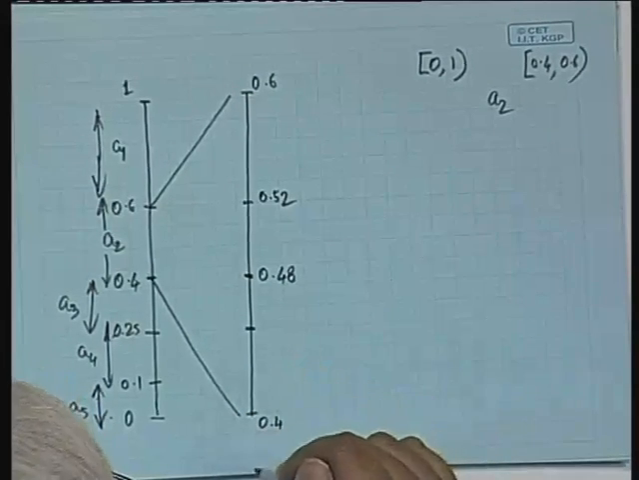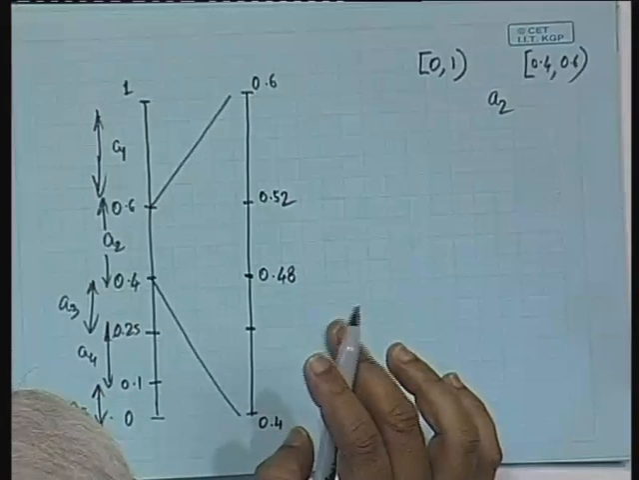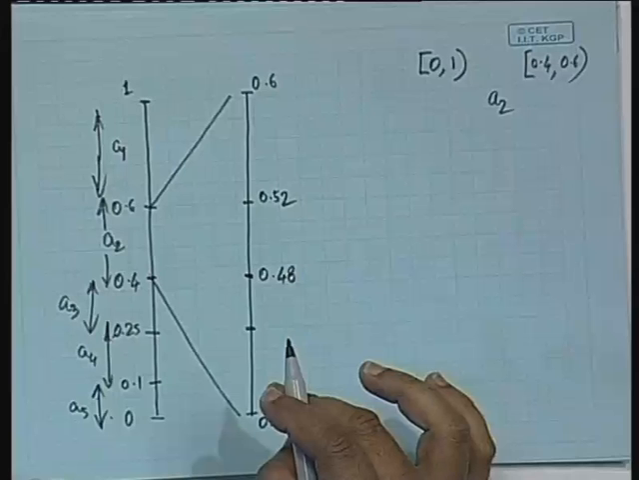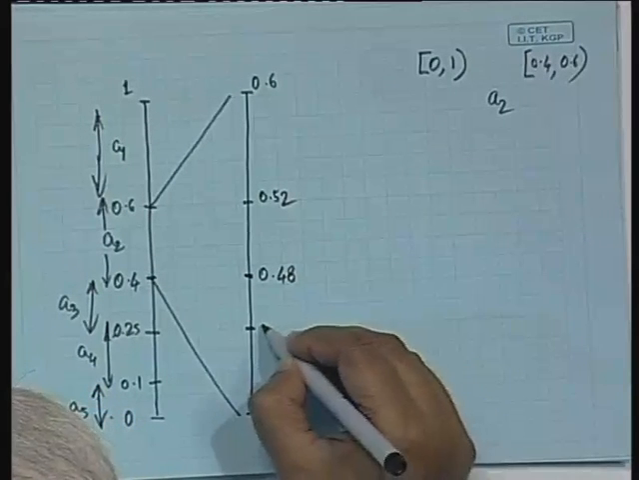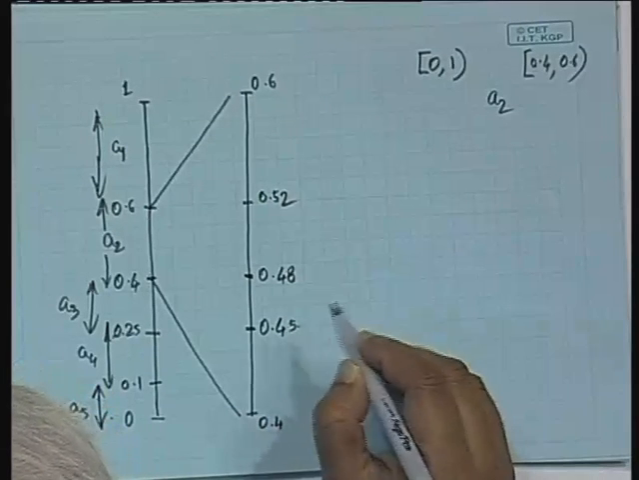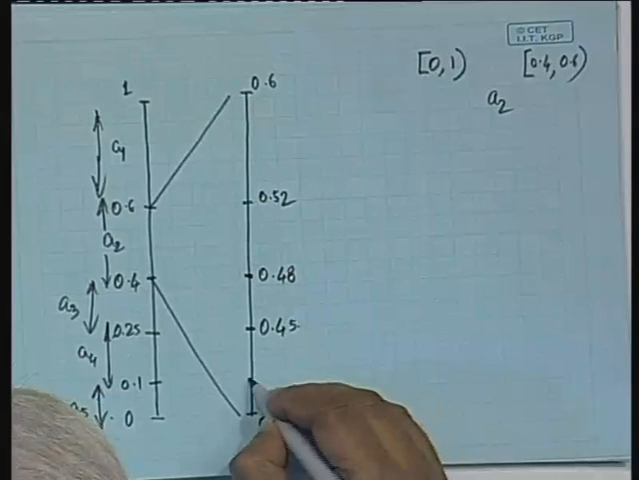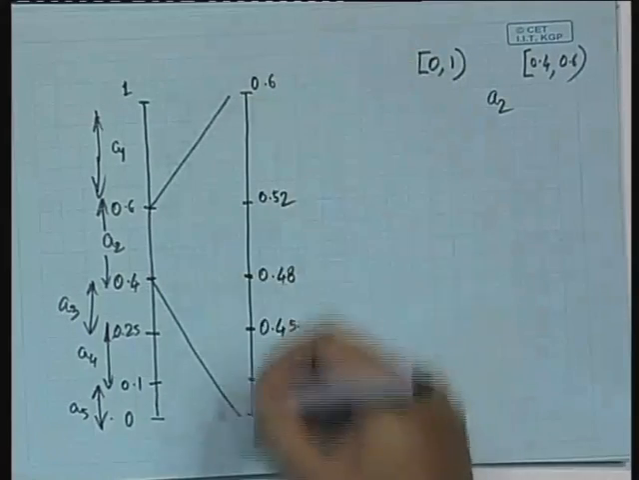This will be 0.4 to 0.6, that is 0.2, and 25% of 0.2 is 0.05, so this will be 0.45, okay, and this is going to be 0.42, yes, 0.42. So these will be the sub parts.